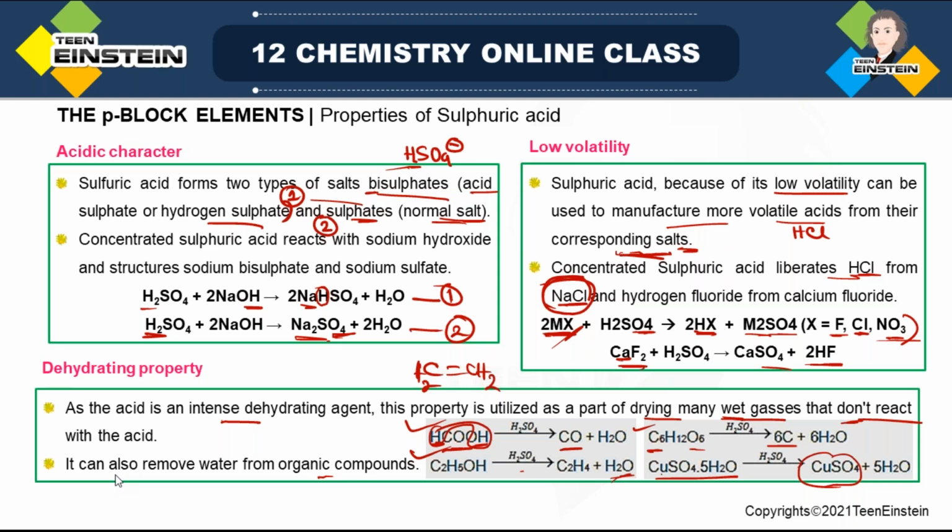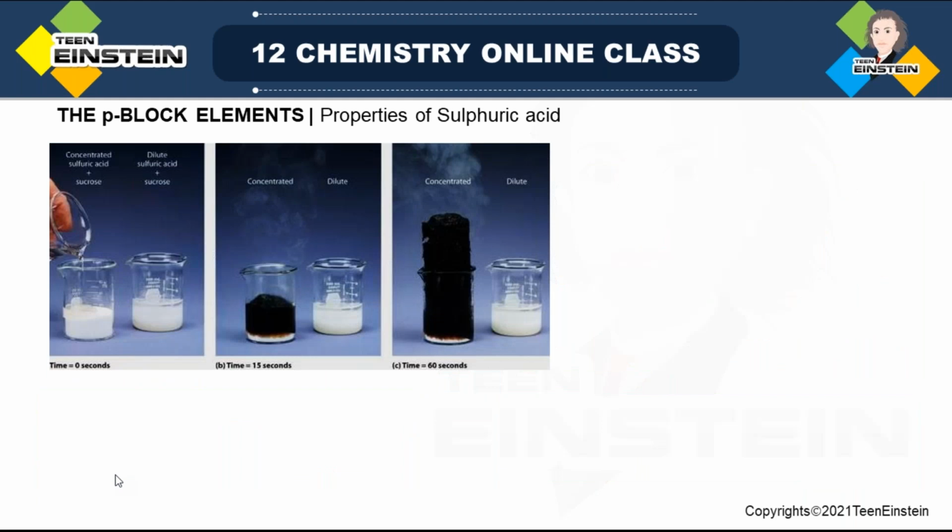But now we will see the picture of this experiment. We have taken concentrated sulfuric acid and sucrose. So when we are adding it, that is at time 0 seconds, we are just adding the concentrated sulfuric acid. And in the second beaker, we have added dilute sulfuric acid. Okay, that is the difference. In the first one, it is concentrated. In the second one, it is dilute.